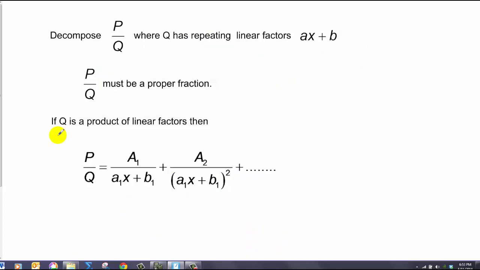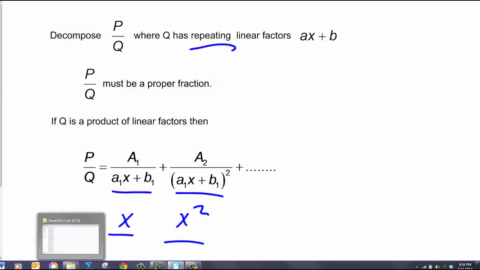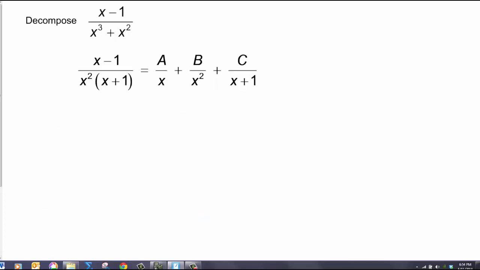If I have a situation where I have a repeating linear factor of ax plus b, then what's going to happen is for every linear factor I have that's repeated, I have to represent that. So notice my denominator here is a linear factor of a sub 1 x plus b1, and then I have its repeated factor here. So this would be like x and x squared if I had those as two different factors of my denominator. So let's go ahead and do an example like that.